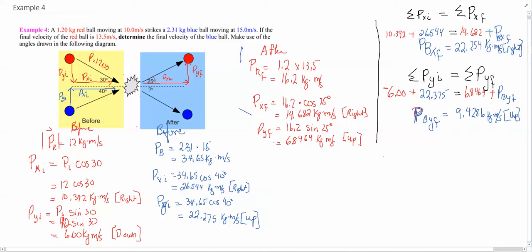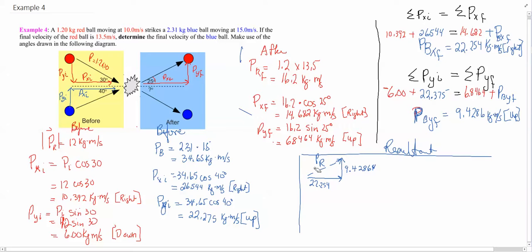Okay. Now that we have the momentum in the x and the y direction for the ball after, we can draw the vector and see what's happening. We notice that it's to the right, so this piece here is going to be the resultant. And it's 22.254 kilograms times meters per second to the right. Interestingly, the diagram shows it's going down, but the blue ball ends up going up, and its momentum in that upward direction is 9.4286.